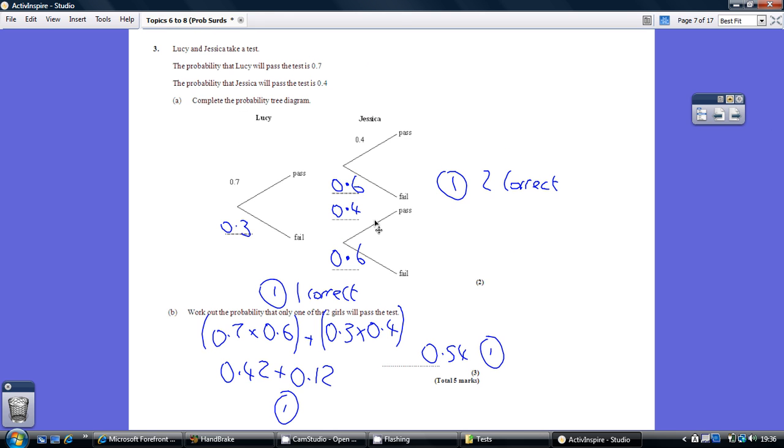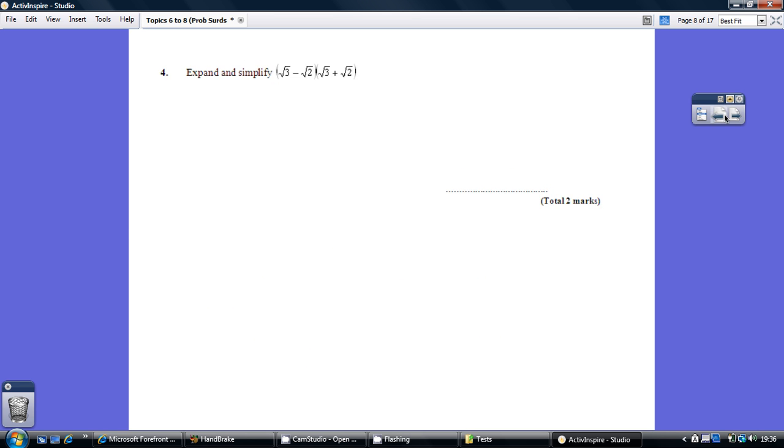They're the two options. So it's pass and then fail, so 0.7 times 0.6, fail and then pass, 1/3 times a quarter, but we don't mind whether it's this or this. When it's an or, you add. When it's an and, you times. Question 4.